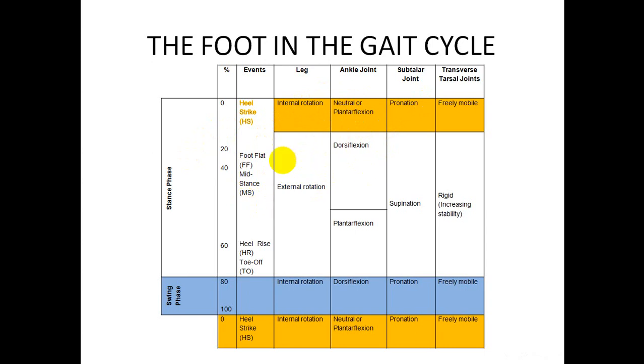By the gravity resisted by the extensor group of muscles. And then comes the foot flat and the mid stance phase, with the foot in the typical stance phase: the leg is externally rotated, the subtalar joint is supinated, the transverse tarsal joint are rigid, and the ankle is in dorsiflexion in the foot flat and mid stance phase, but becomes plantar flexed at the heel rise and toe off phase.